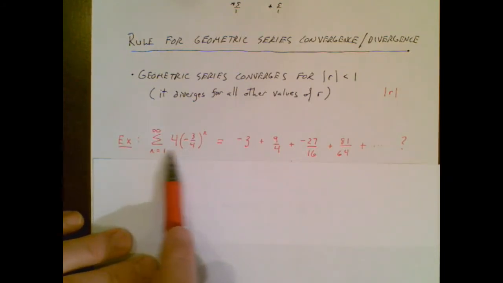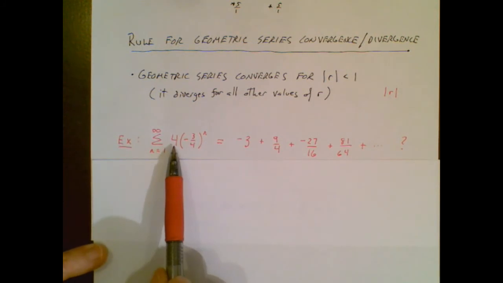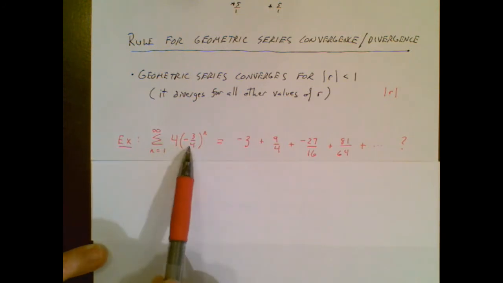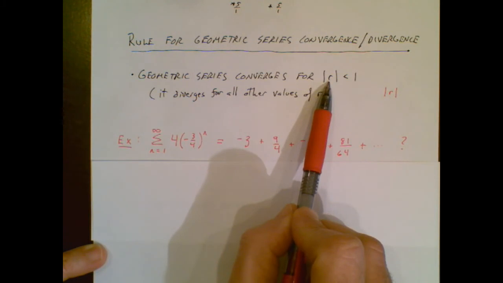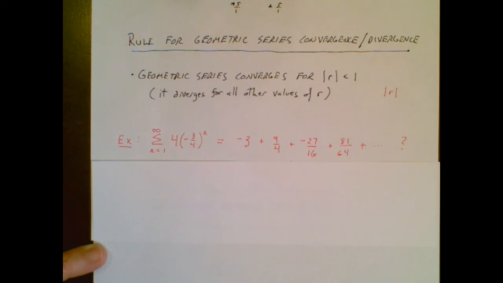Look at this beauty right here. This is quite a series, and it follows ar to the n form, so I know it's in the family of the geometric series. So I don't have to do any of this rubbish that you see over here, because I can simply say my r is -3/4. The absolute value of r is less than 1, so this is going to be a convergent series. I don't even have to do anything else.